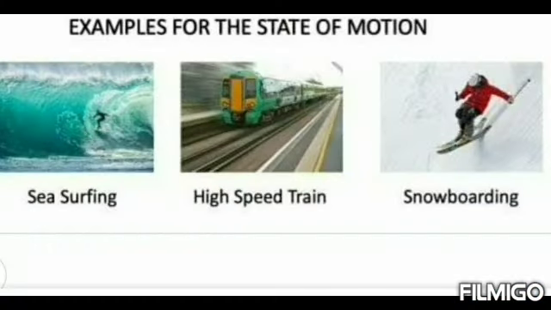We can see some examples of the state of motion. Look at the first picture, sea surfing. Second one, high-speed train. Third one, snowboarding. So in these three pictures, you can see a body changes from place to place.